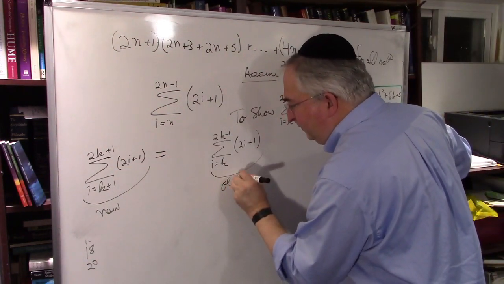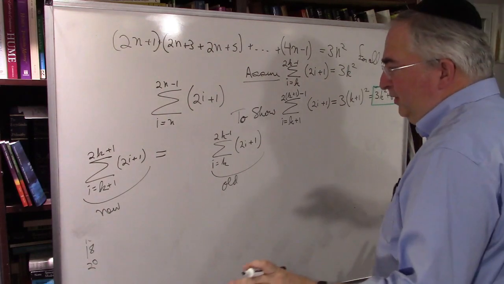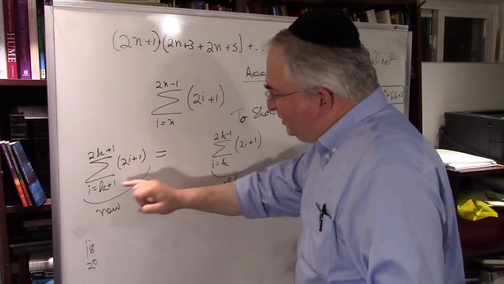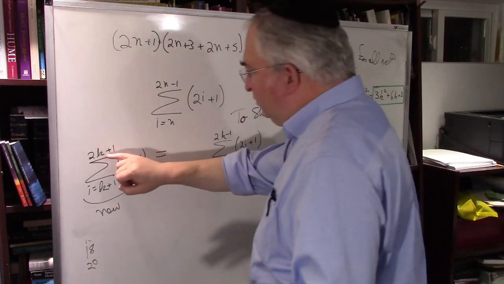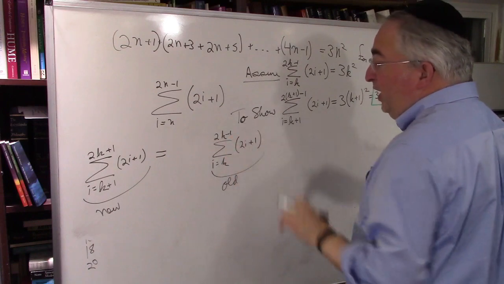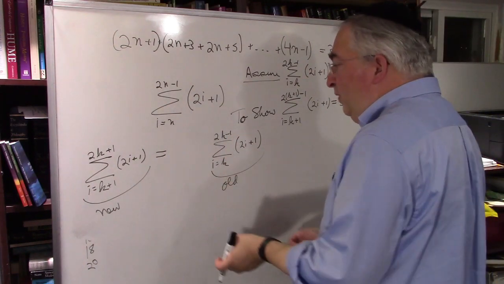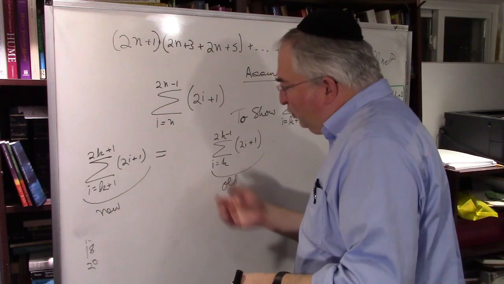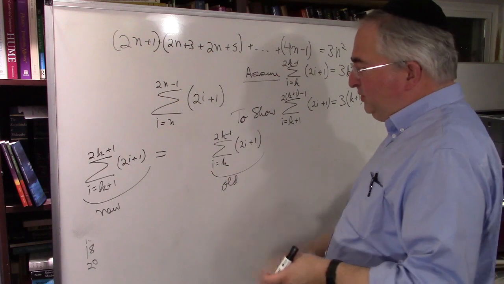Okay, now that's not true. This starts at k plus 1, this starts at k. This goes till 2k plus 1, this goes till 2k minus 1. Not true at all. Okay, so what we have to do is manually add in what's missing. What's missing here and what's missing here.